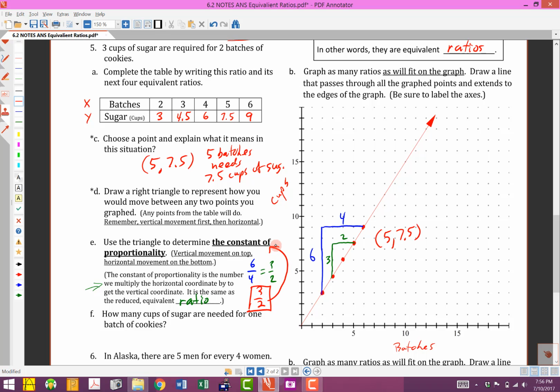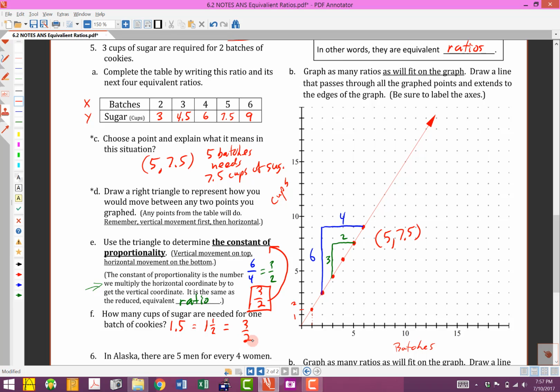Okay, and it says how many cups of sugar are needed for 1 batch of cookies. Well, let's look at our graph. So this would be 1 batch of cookies. Let's go up for 1 batch and see where we end up. We end up right there. And if this is cups of sugar, this would be 1 cup and this would be 2 cups. Well, we've got to be right in between. So that would be 1.5 cups of sugar. Or, if you stop and think about it, if we were to write that as a single fraction, 1 times 2 is 2, plus 1 would be 3/2. Turns out to be the same.